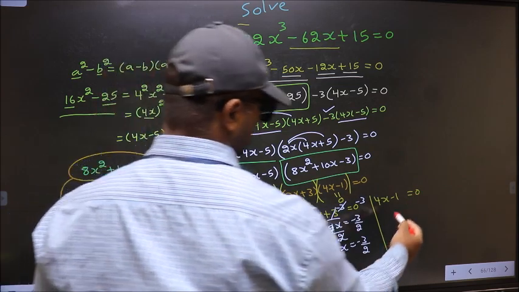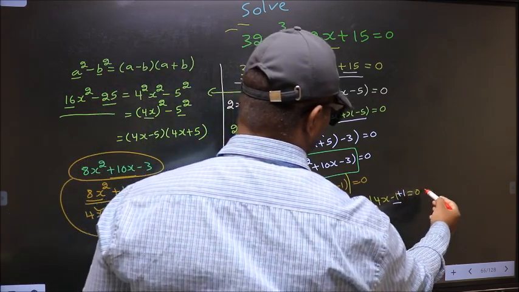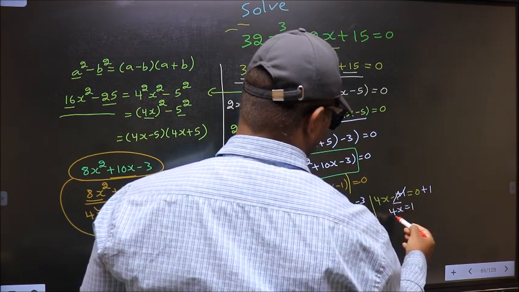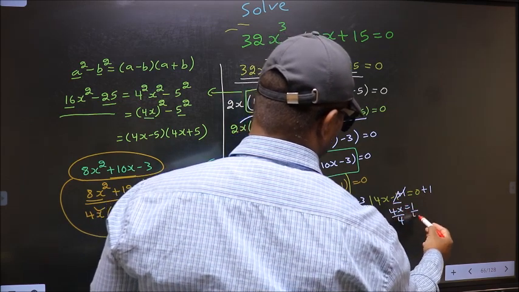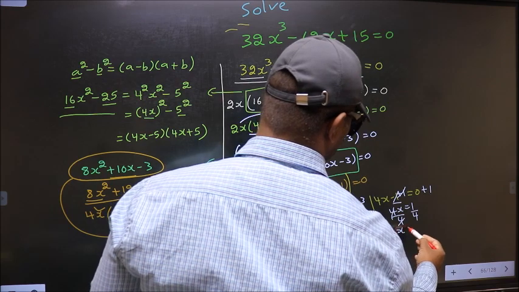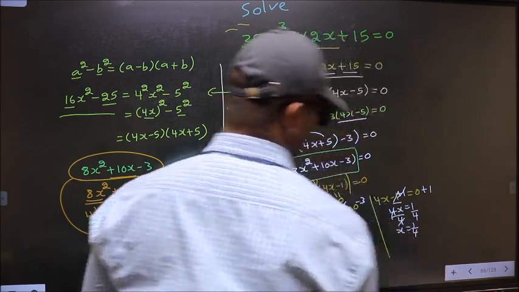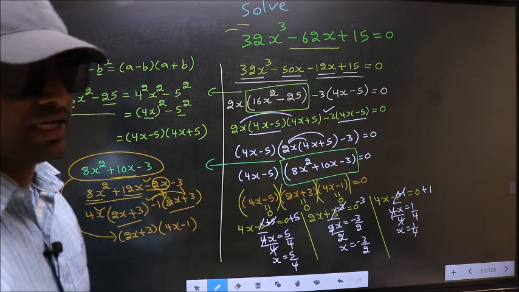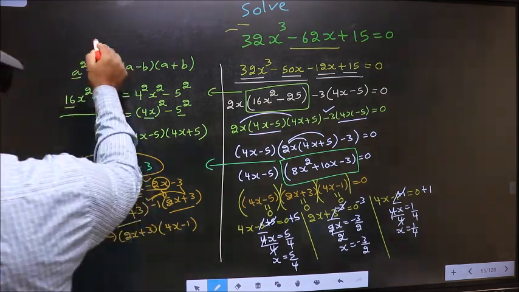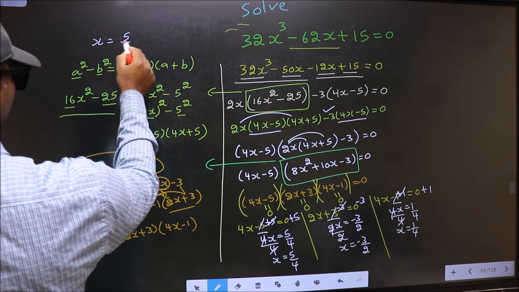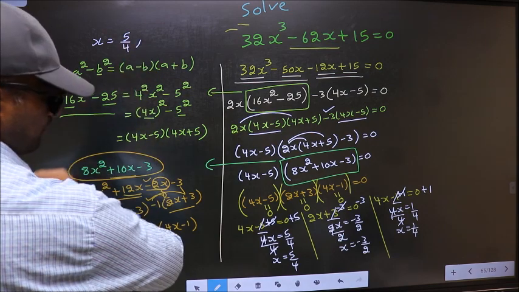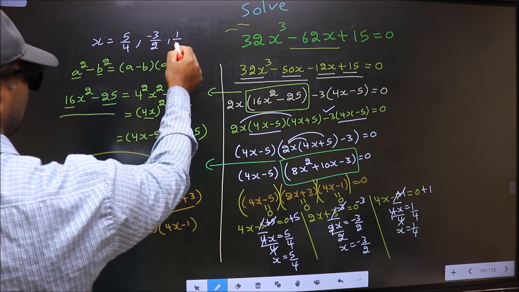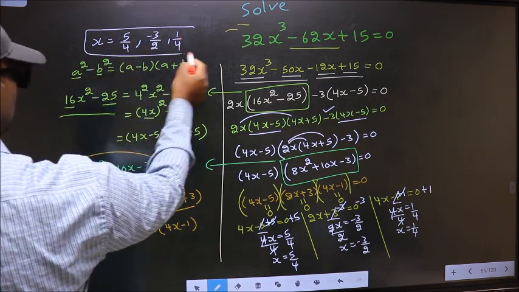Now here I should remove minus 1, so add 1. You get 4x equal to 1. Now I should remove 4, so divide by 4. We get x equal to 1 by 4. So the x values that we got are 5 by 4, minus 3 by 2 and 1 by 4. This is our answer.